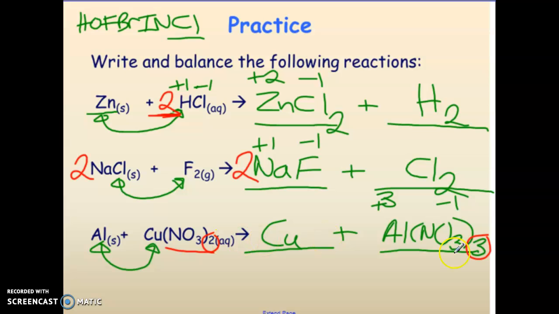Remember, when you're balancing, you want to do the lowest common multiple. So 2 and 3 will go into 6. I can put a 3 in front of this to make this 6 NO3s. And I'm going to put a 2 in front of this to make this part 6 NO3s. The last thing we need to do is balance out our Cu's, so 3 and 3, and our aluminums.